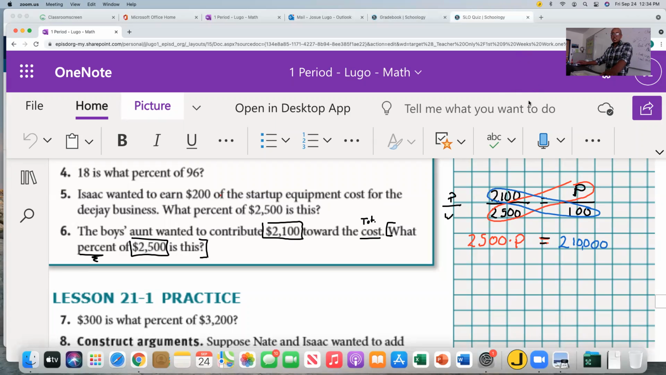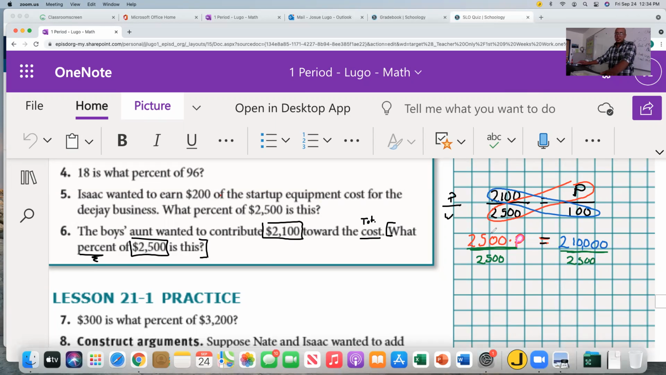Very good. Our final step, ladies and gentlemen, is to divide by the number next to the variable. Notice that the letter is right here. And that means that I need to divide by the number next to that. And what number is next to that? It is the number 2,500. Remember, fraction means division. I like to do it as a fraction. I'm dividing both sides by the number next to the variable.